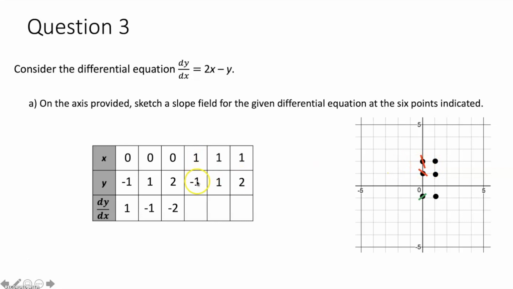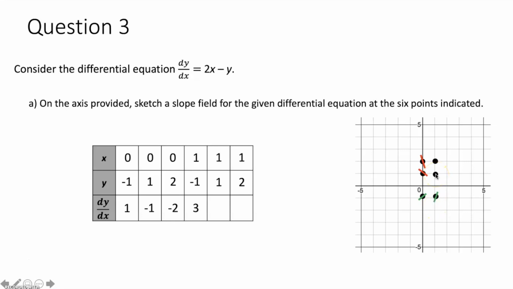Next, let's plug in the point (1, -1). So that would be this point right here. If I plug in 1 for x, -1 for y, and simplify, I end up getting 3, meaning the slope of the line tangent to our solution curve as it passes through this point is going to be 3. So I'm going to create a little line segment that has a slope of 3 that passes through this point. And if the slope of this line segment is 1, then the slope of 3 should be steeper and more positive. So it looks like that.